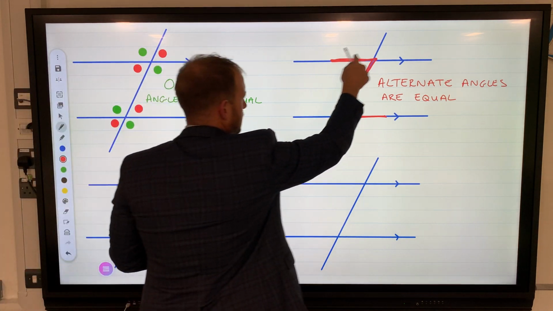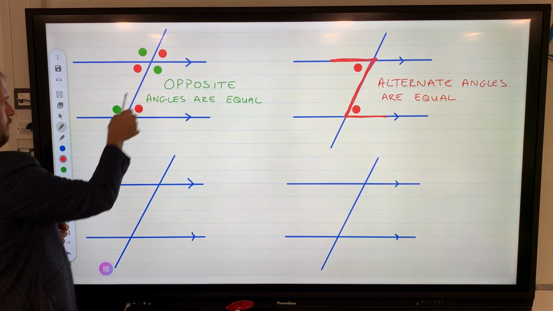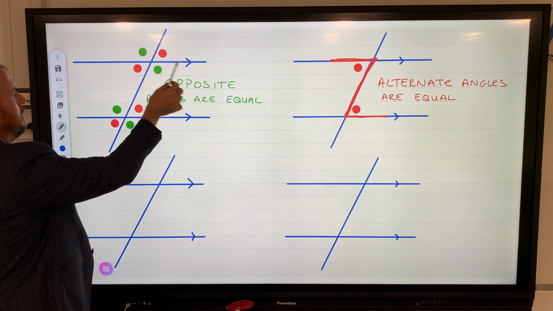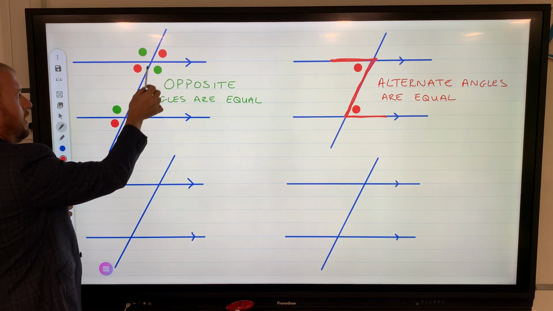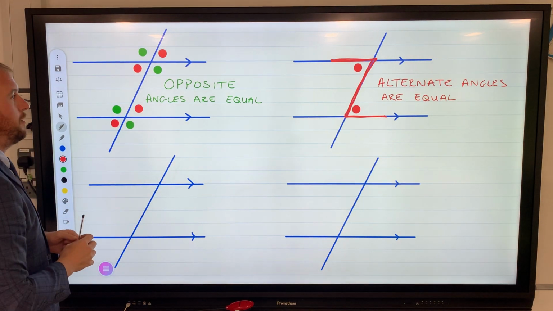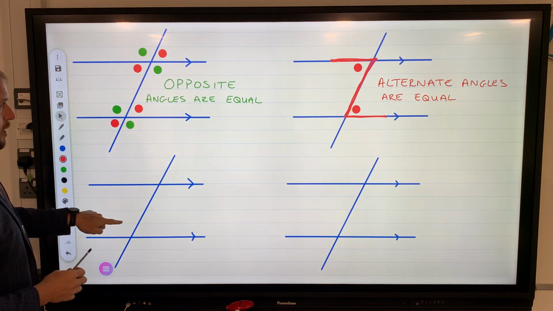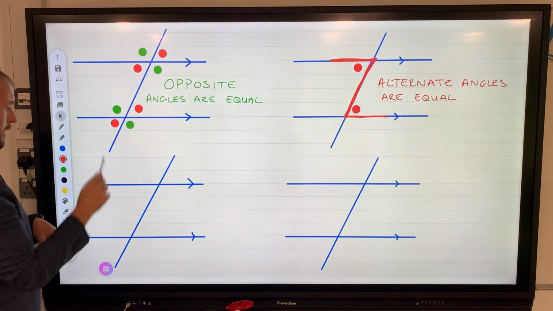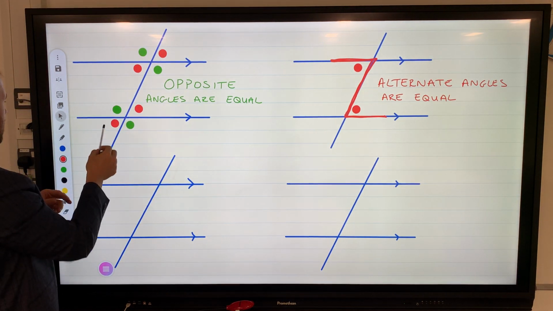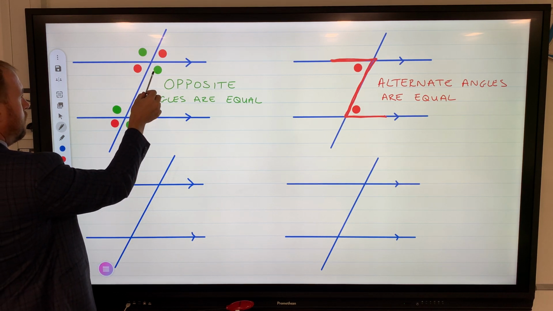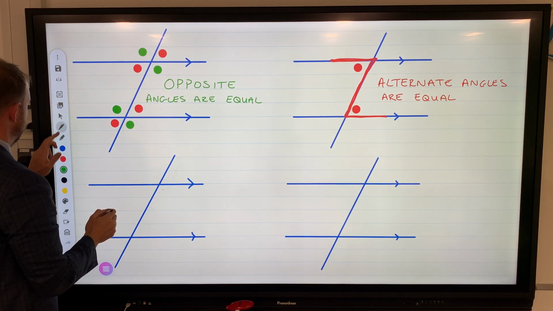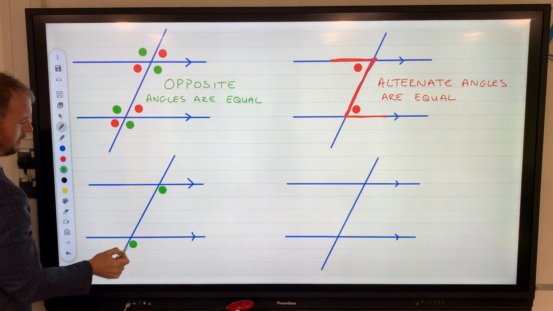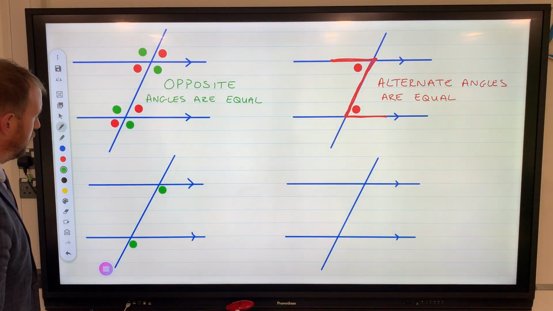Well, yes, there's a Z there, but we also notice these greens here. Now they are alternate as well. It's not a clear Z, it's a bit wonky, but we can see they are alternate to each other. So looking down here then, we've looked at opposite angles, alternate angles, and now this one. So look at these colours again. Well, that green one there, and there's another one down there. Now, there's a rule for that one as well.